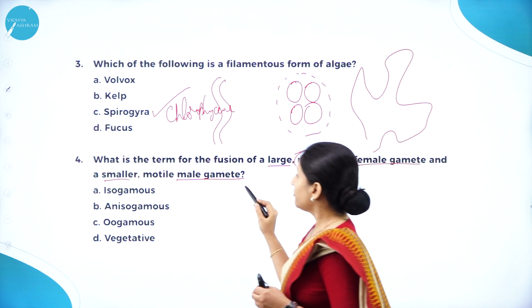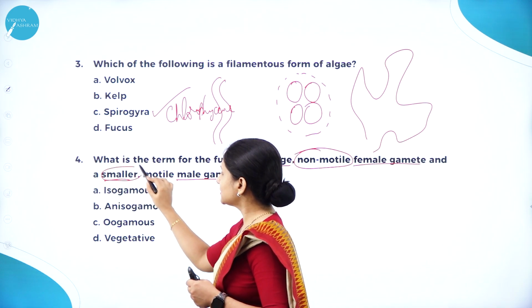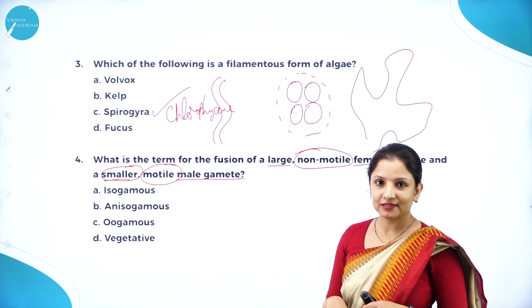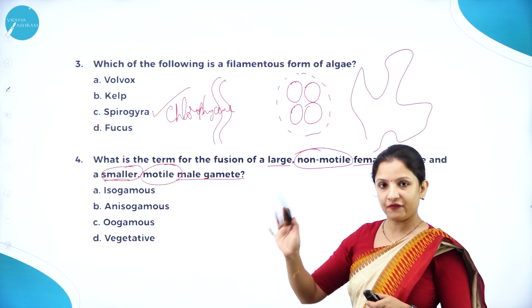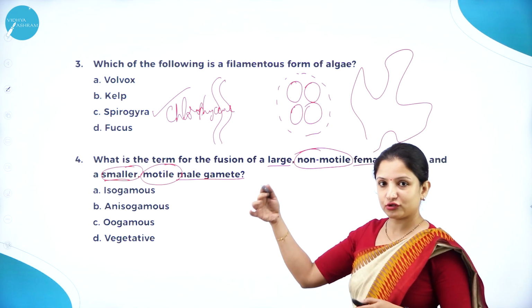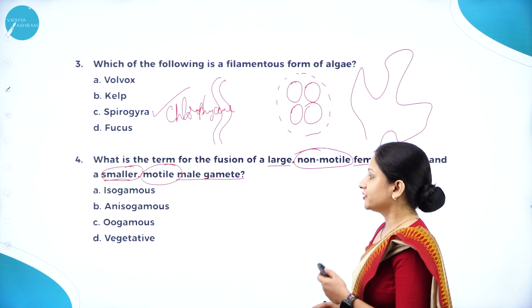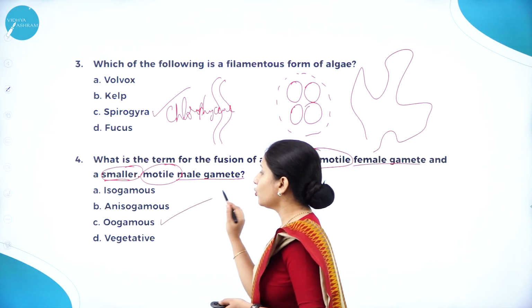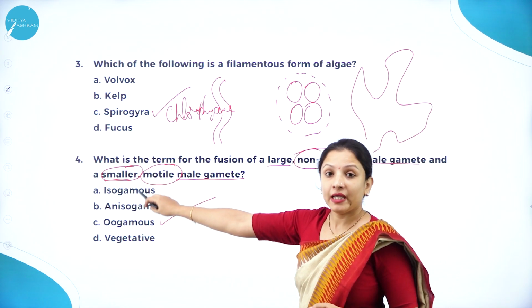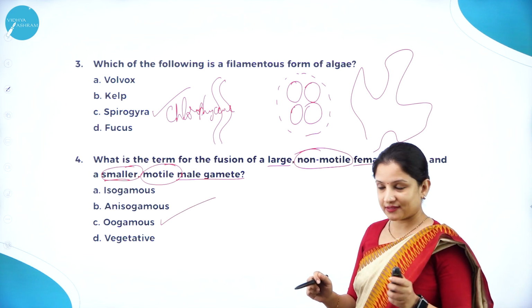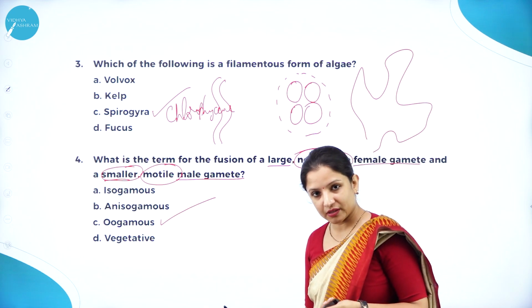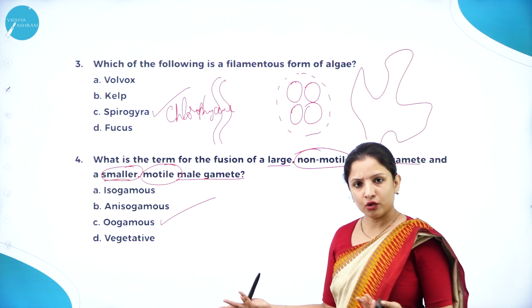and the male gamete will always be smaller in size and motile, capable of moving. It is smaller because it has to travel fast towards the female gamete, and it is motile because it needs to swim towards the female gamete. Therefore, that condition is called oogamous. Oogamous is the answer here. Isogamous is the fusion between male and female gametes of similar size. Anisogamous is the fusion between male and female gametes which are dissimilar, wherein they can be motile or non-motile as well.